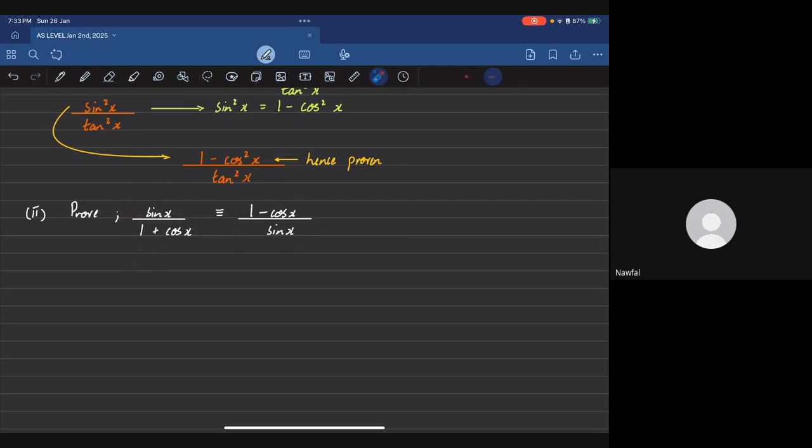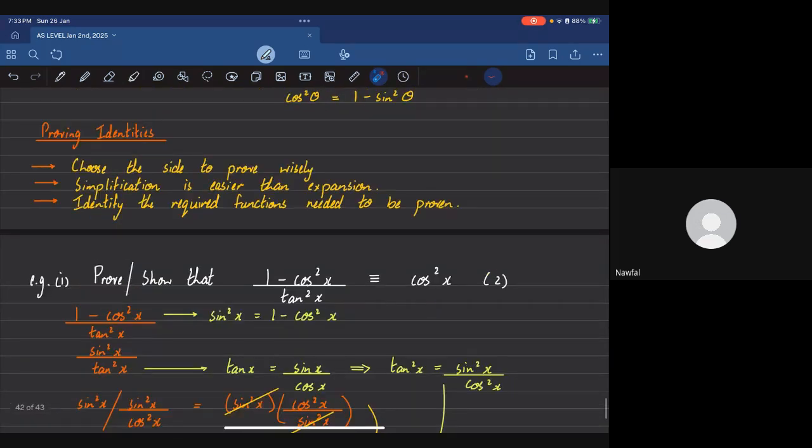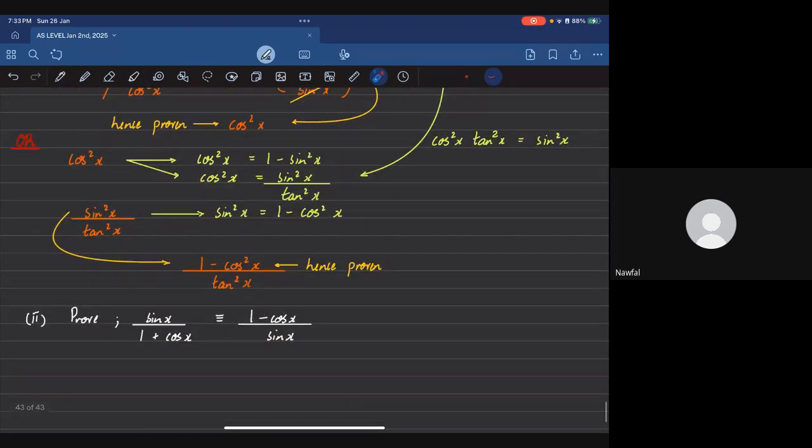Always remember, in proving identities, you are going to have to think outside of the box because there are multiple ways of getting to the same answer. So over here, a bit of creativity is going to be used to place the tips and the techniques you already know. Simplification is easier. You need to choose the side which is easier to do for you. It may be difficult for someone else, but it may be very easy for you because everyone's completely different.